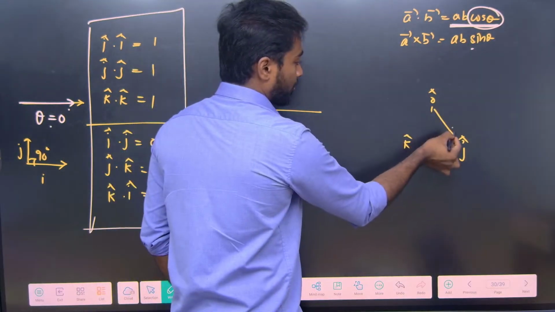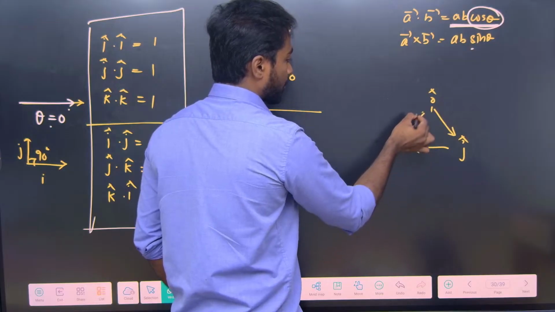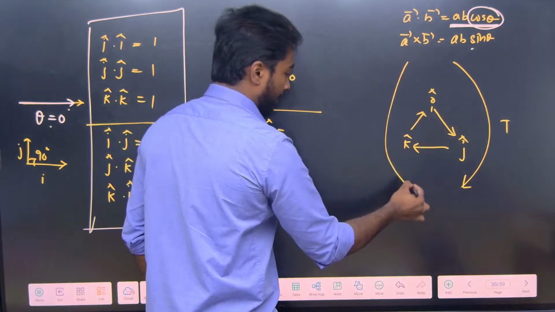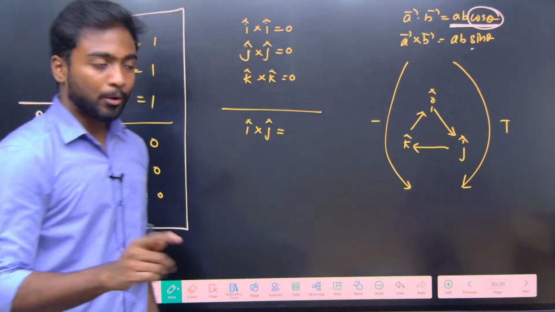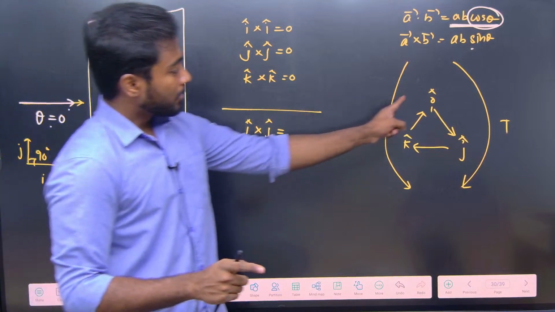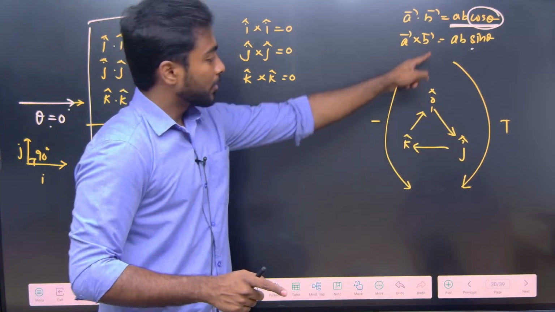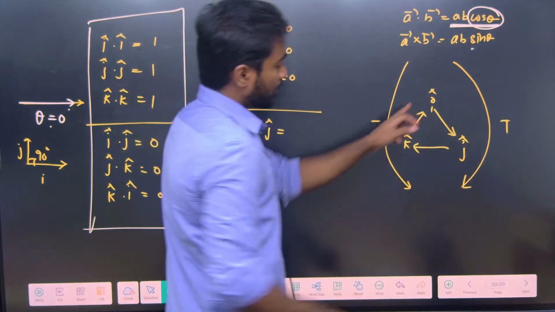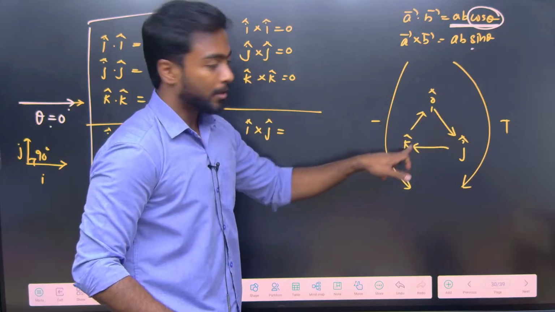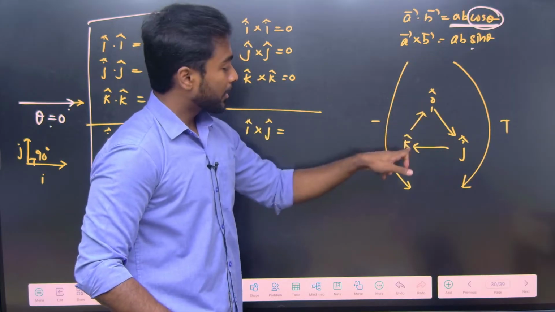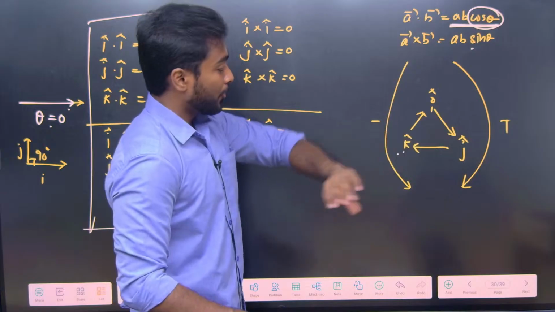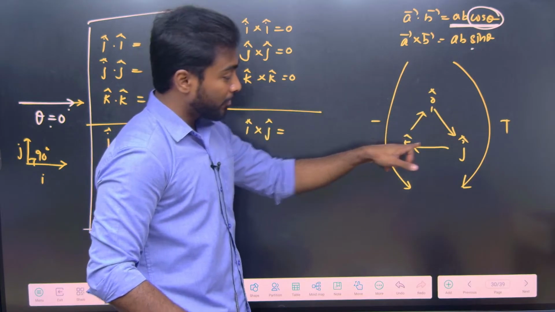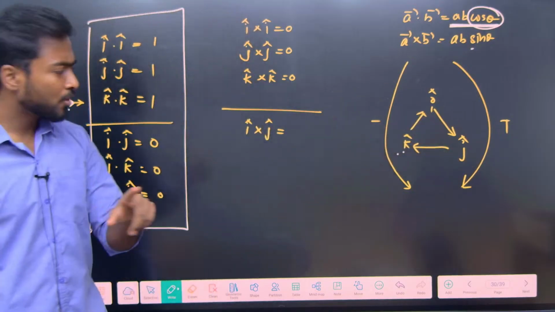Put an arrow mark like this in the clockwise direction. If I go in the clockwise direction, take positive. If I go in the anti-clockwise direction, take negative. Okay, understood? I, J, K: clockwise is positive, anti-clockwise is negative. I to J, the result will be K. J to K, the result will be I. K to I, the resultant will be J. If I am coming in the opposite direction, I to K, the resultant will be J, but it is minus J. Got it?